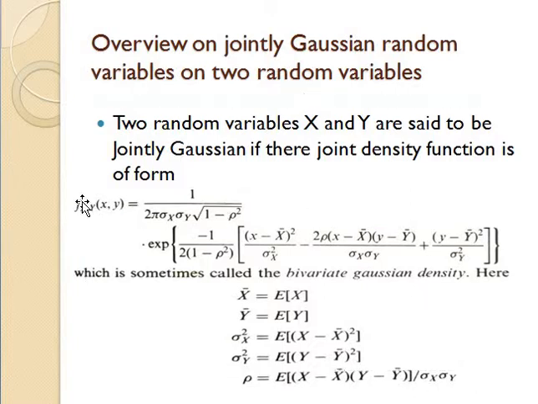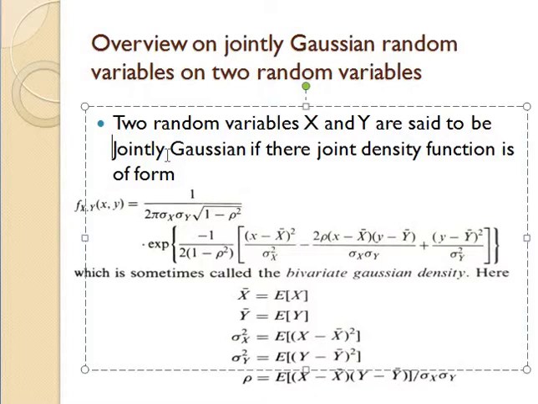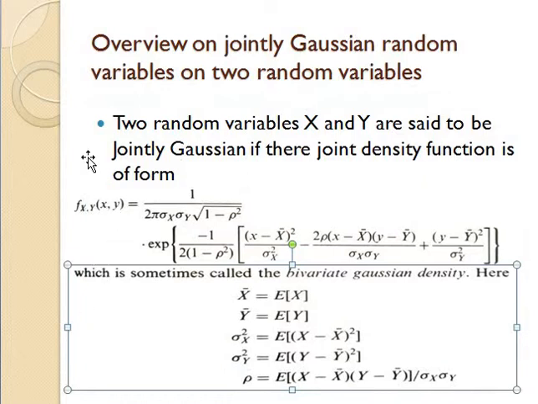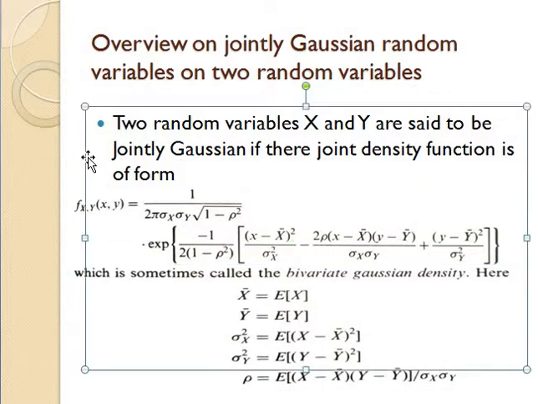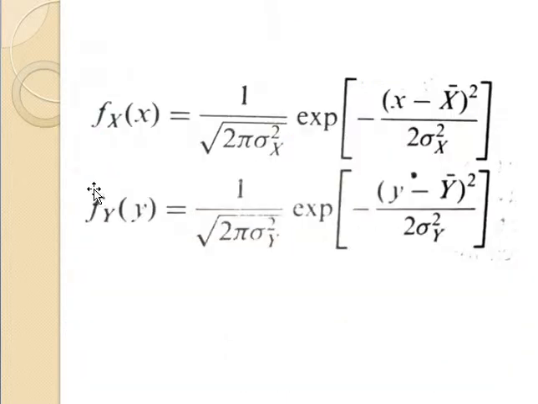This should be the form for the random variables to be said to be jointly Gaussian, and we can say that the density has its maximum at the point x bar and y bar.